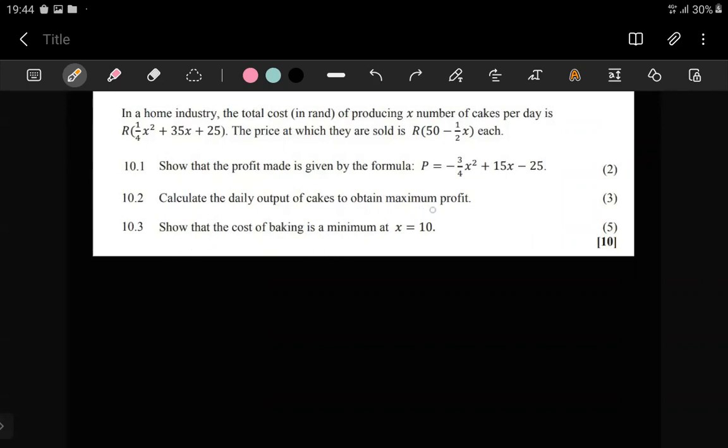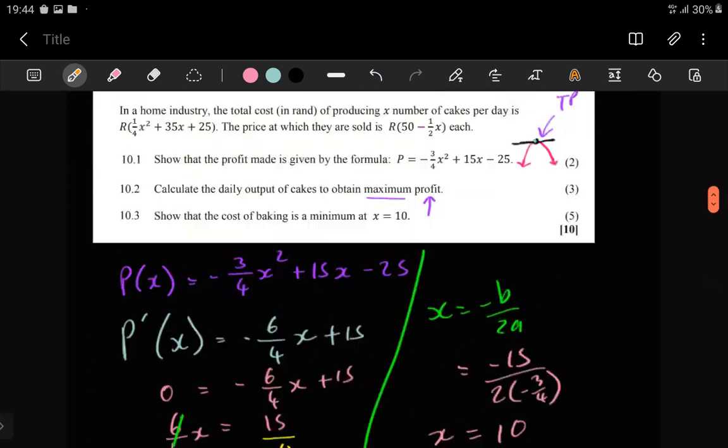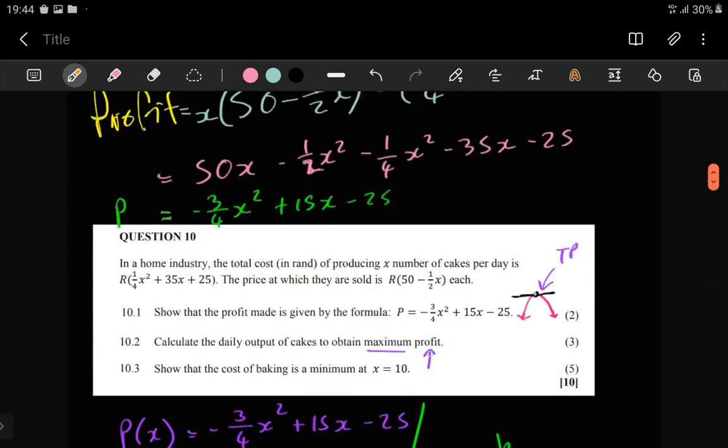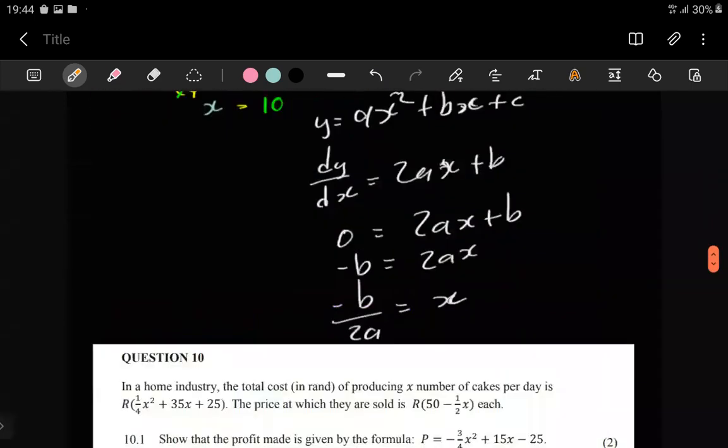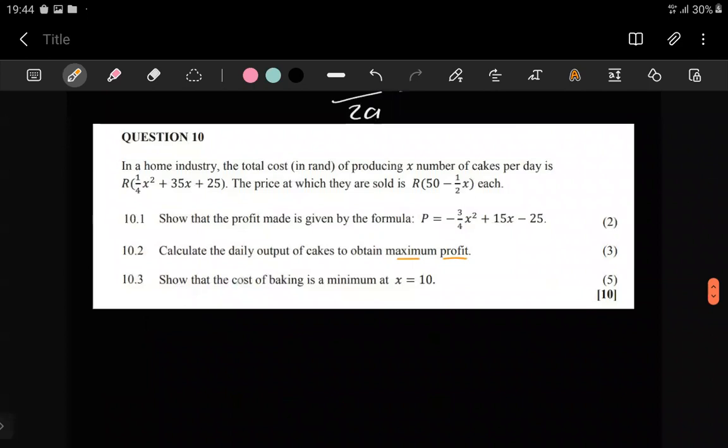But then you see with the previous question, it was focusing on maximum profit. So if you look at the difference between 10.2 and 10.3, remember we said, whatever you do, as I was drawing this out, I said here we need the maximum profit, so we need to work with the profit equation. Here we need to show that the cost of baking is a minimum where x is 10.